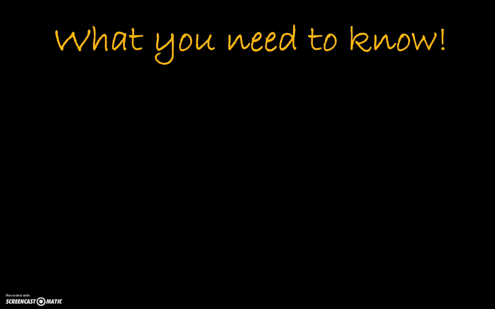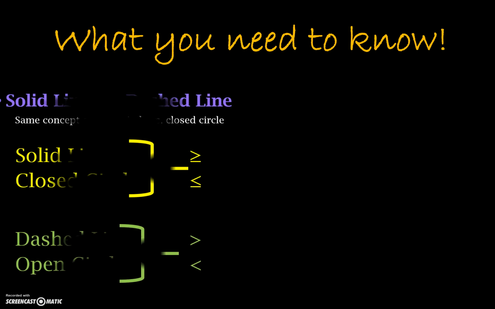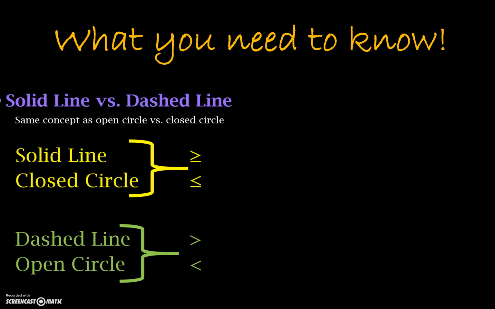Just like with inequalities, where we had open and closed circles and shaded to the left and to the right on the number line, we're going to have to do things like that as well. The first thing is deciding whether we're going to have a solid line or a dashed line. This is the same idea as doing the open circle versus closed circle.